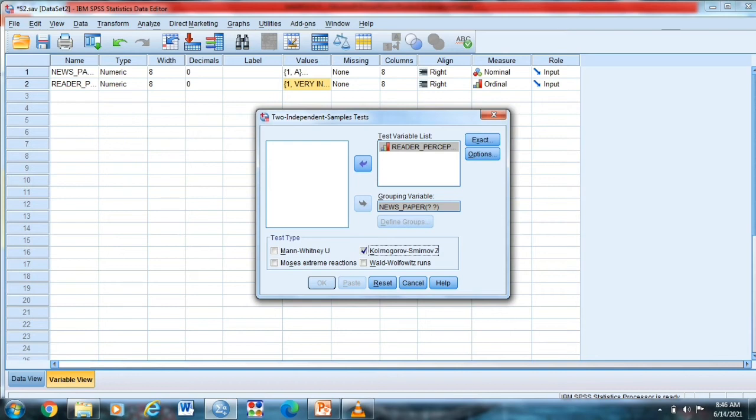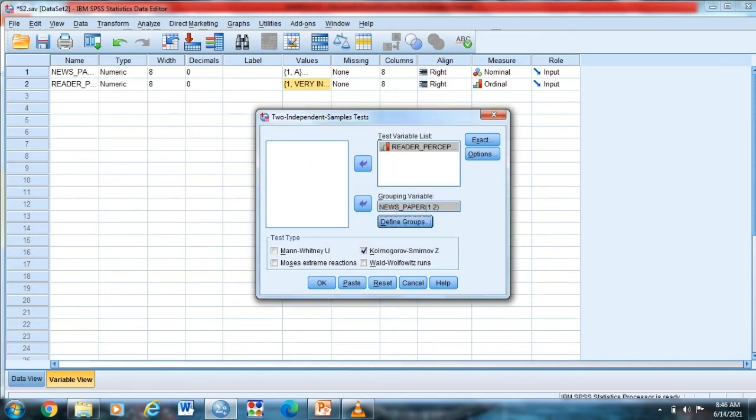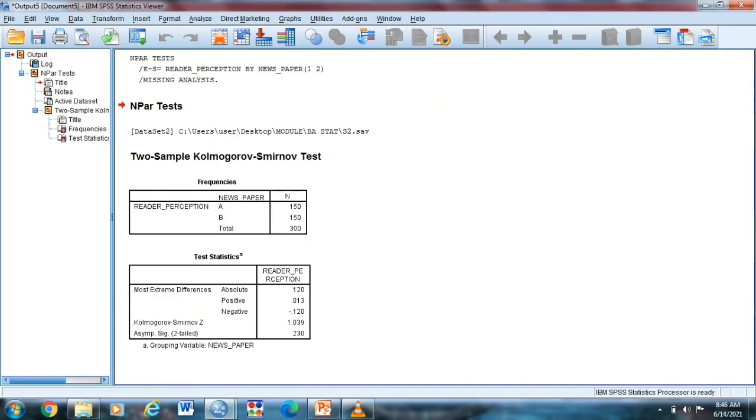By the way, itong sa group natin, okay, define groups. Group 1 and 2. Okay? Kasi dalawa man yan. So, continue. And click OK. And let's wait for the result. Okay? So, this is the two-sample Kolmogorov-Smirnov test.